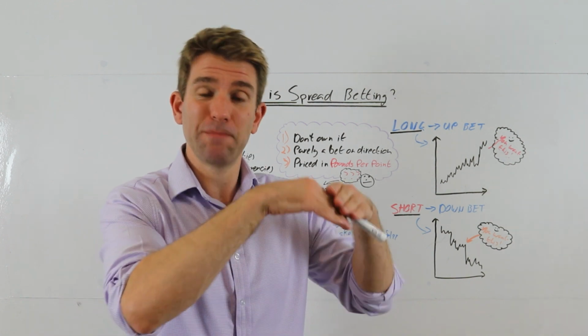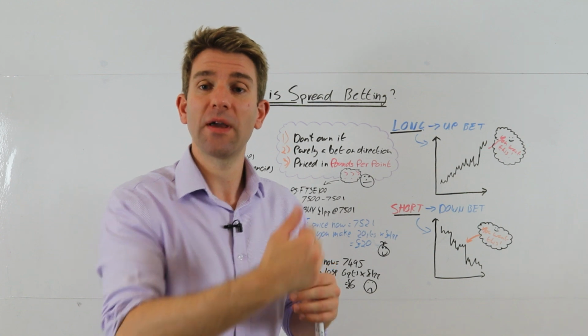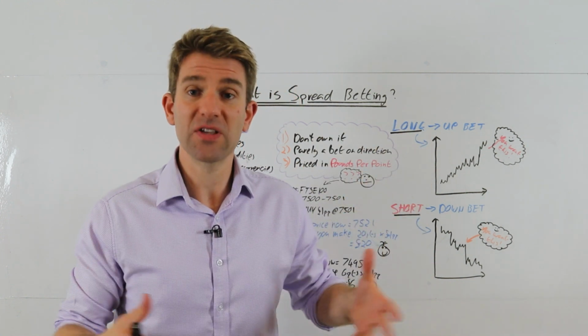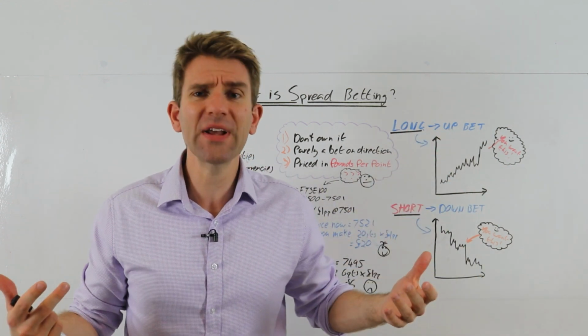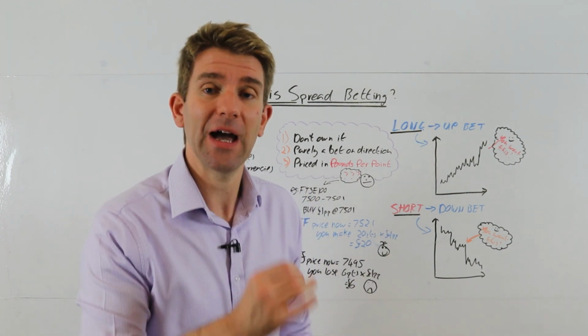So going short is betting on the direction of the market going lower, going long is betting on the direction of the market going higher. Up bet, down bet, buying, selling, similar things. So let's say we open an up bet, we think the FTSE is going higher over the next couple of days, and we want to place a bet on that. So we could do £1 a point.